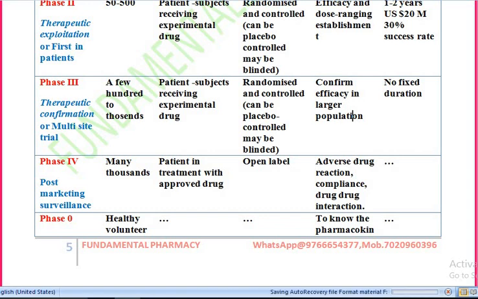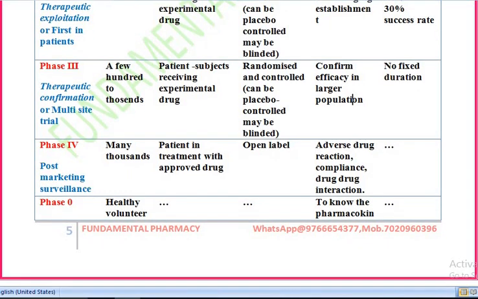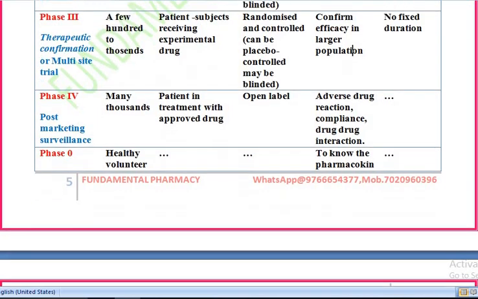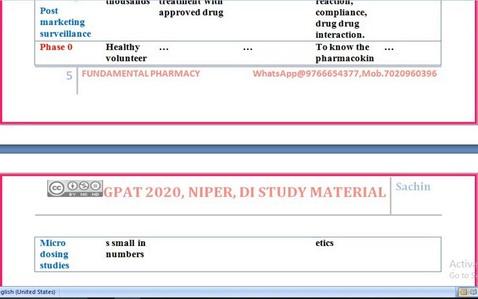Phase 0. So what are the subjects involved in this phase 0? It is also known as microdosing study. What type of subjects are involved? Healthy volunteers are involved in this study, and small number are there. The aim of this phase 0 clinical trial is to know the pharmacokinetic of API or drug. So these are the 5 different types of phases of clinical trial.